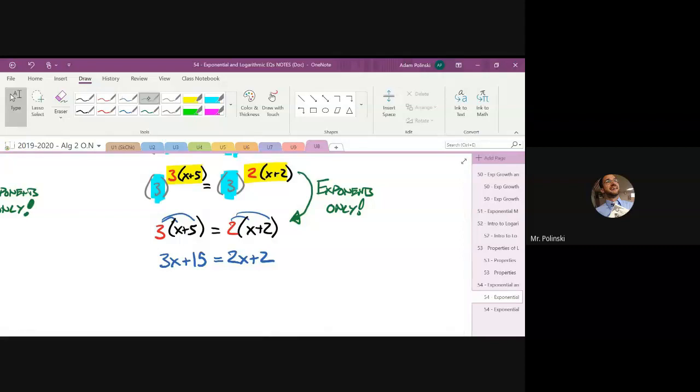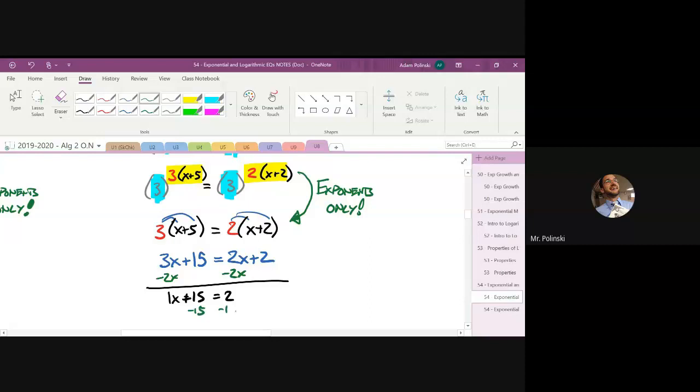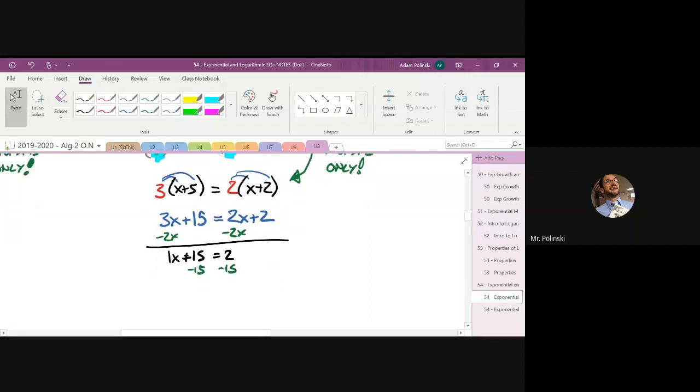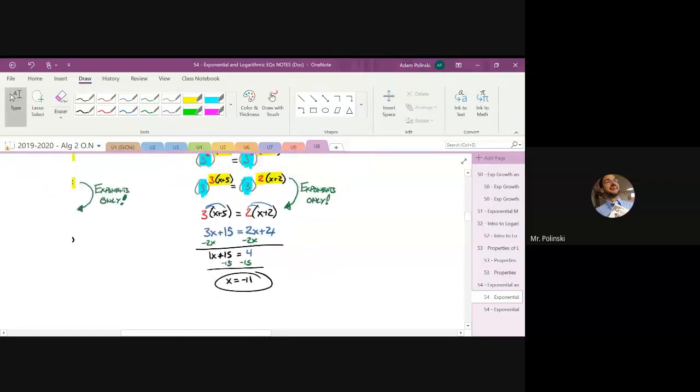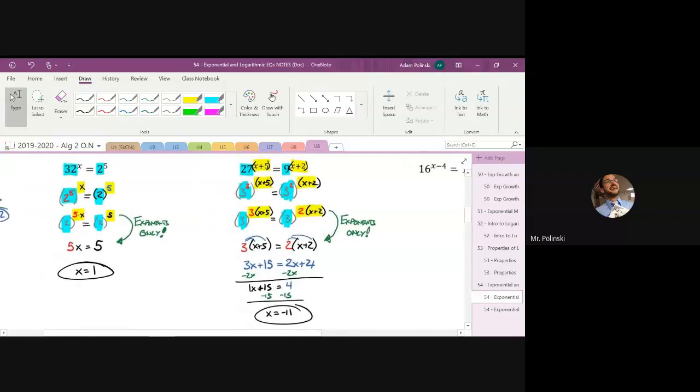Well, let's go ahead and combine like terms here. So I'll subtract 2x from both sides, right? Giving us 1x plus 15 is equal to 4. We'll go ahead and subtract 15 from both sides, right? So subtracting 15 from both sides gives us x is equal to negative 11 is my answer. There we are. Okay, questions on that?